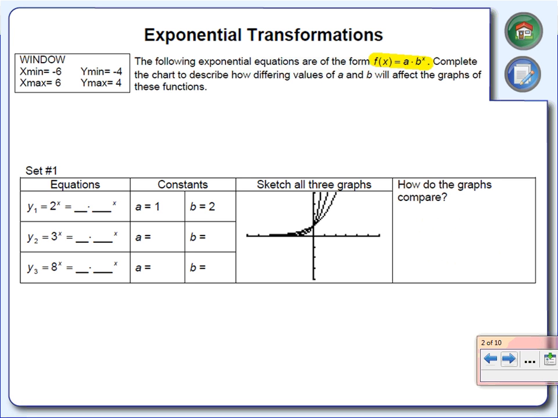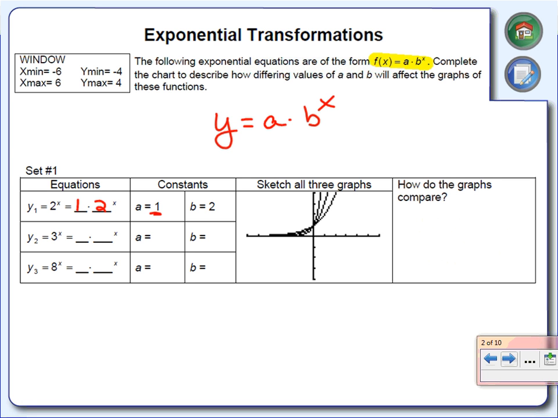All right, so here's the deal. Now that you have your window adjusted, of course, we're going to be looking at the equation in this form right here. So if you look at the first equation that we're given, y equals 2 to the x power. There is an a and there is a b in this problem. It's just that you can't see the a right now. And what is that a value? What's the number in front of the 2? 1. Matter of fact, they gave it to you right over here. So the equation really is 1 times 2 to the x power. So make sure you fill that in for me on your paper.